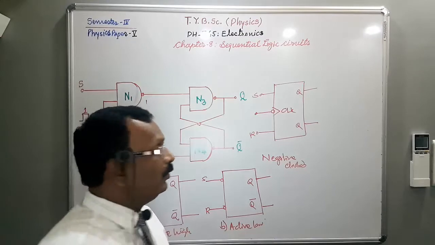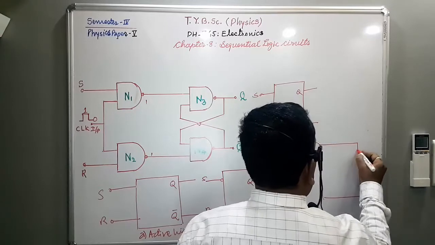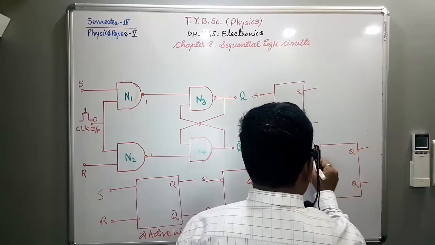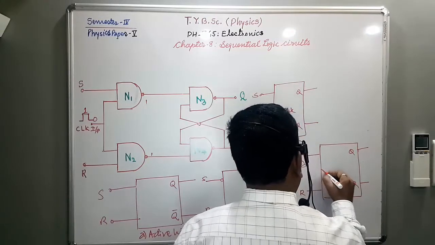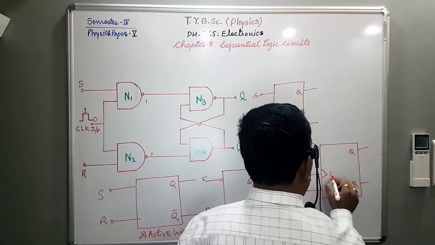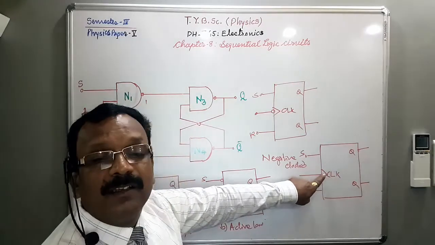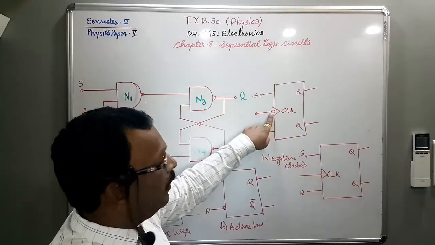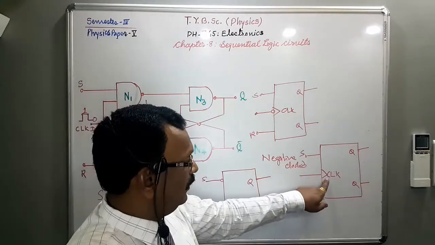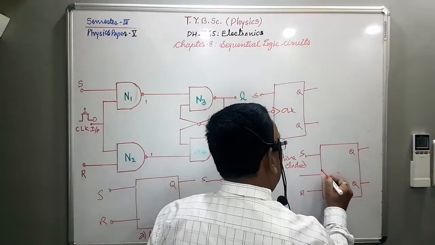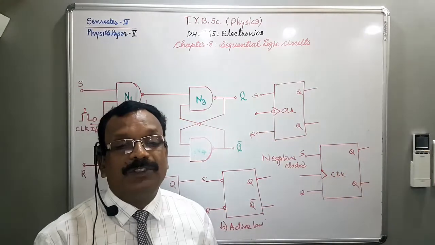Okay. And now the positive clock. What is the difference here? Only one difference is there. This is Q, this is Q bar, this is S, this is R, and only the clock is given like this, CLK. There is no bubble. So when there is a bubble, the bubble is an inverter. So the inverter gives a negative clock, and here the bubble is not present. So this is without a bubble and this is a positive clock.